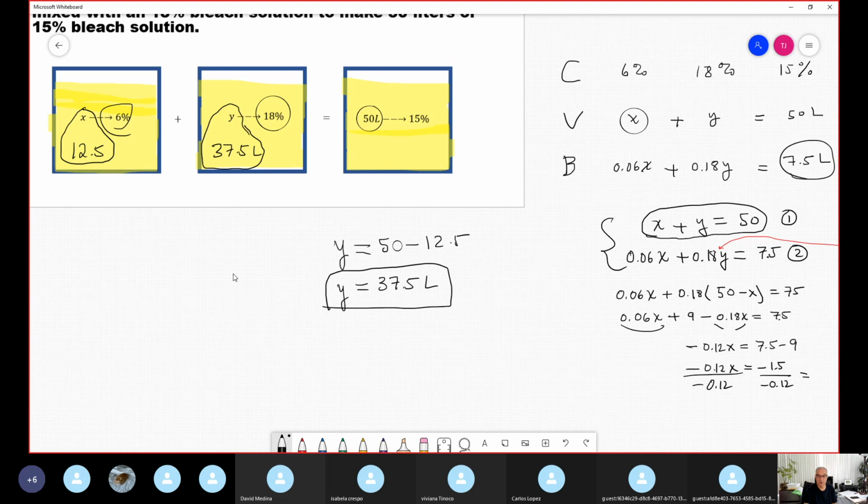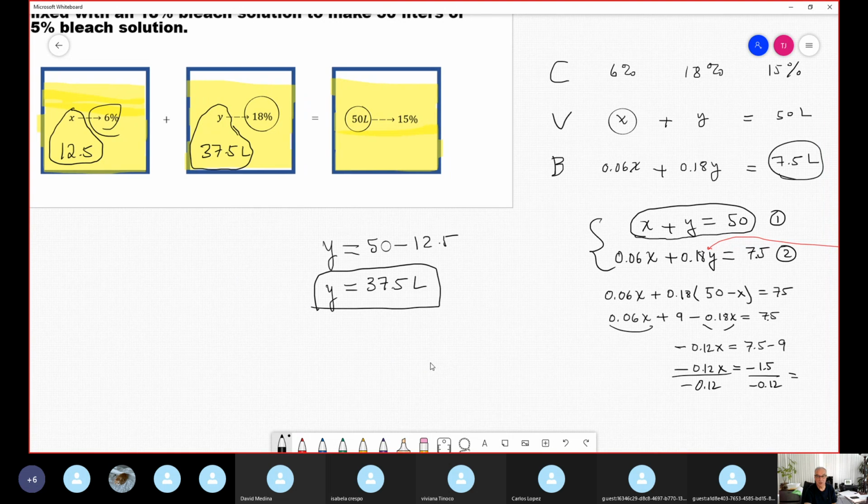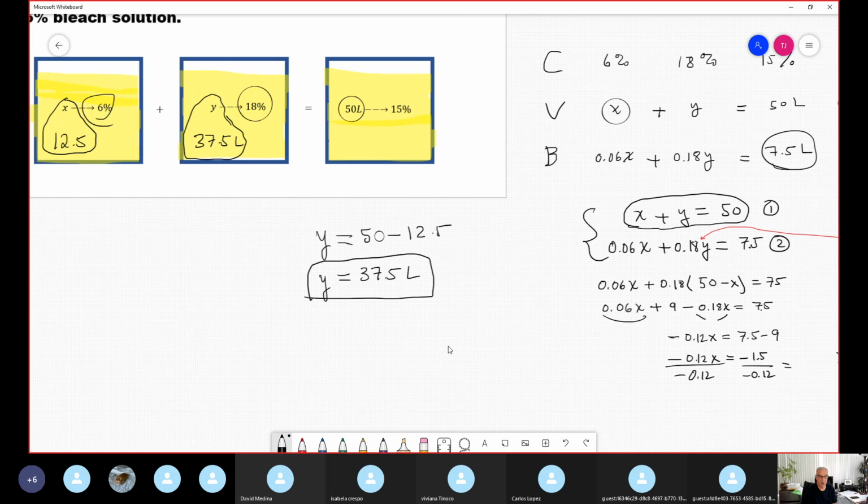So I go to the formula for the concentration, the bleach concentration. I plug in 0.06 multiplication by 12.5. This equation plus 0.18 multiplication by 37.5, and should be, I don't know if it's true or not, 7.5 liters of bleach. 12.5 multiplication by 0.06.